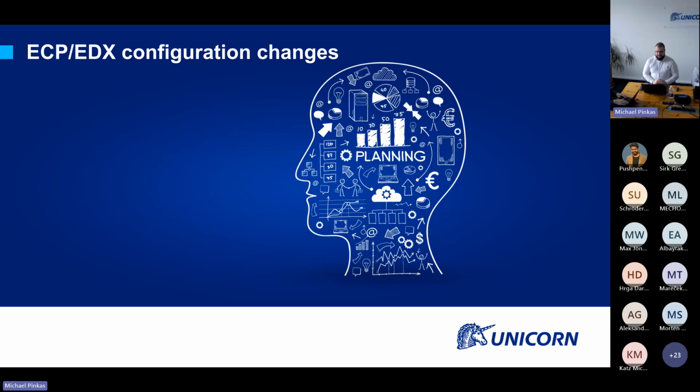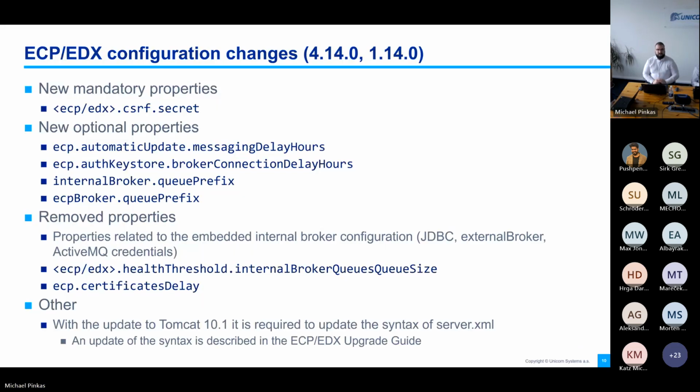Thank you. Are there any other questions? Okay, so I think we can continue with the configuration changes. So again, let's start with the Spring release. For 4.14 and 1.14, there is one new mandatory property for both ECP and EDX. The property is ECP or EDX, depending on the application, CSRF secret. This property specifies a secret that will be used for hashing of the CSRF token.